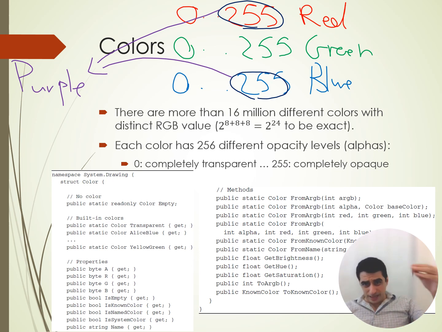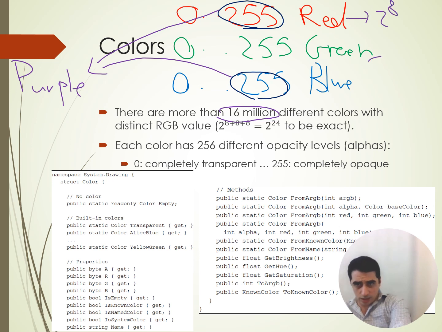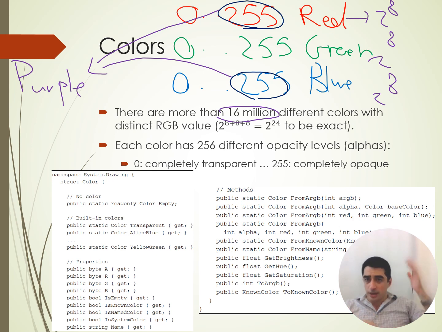You can use any intensity for any of these 3 colors, and that's going to give you 16 million different colors, which is a huge number, right? It's basically 2 to the power of 24, because the number of intensities would be 2 to the 8 for red, 2 to the 8 for green, 2 to the 8 for blue. So the total combination would be 2 to the 8 plus 8 plus 8, which is 24. But these are assuming there is no transparency.